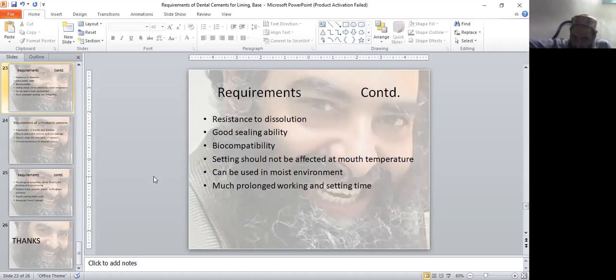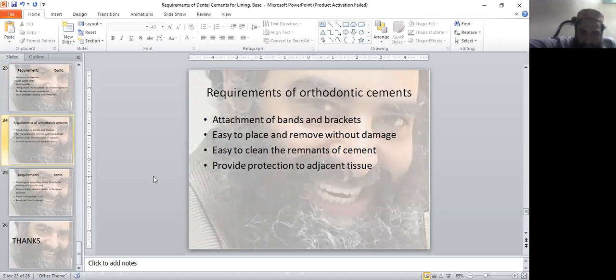Resistance to dissolution should be its property or requirement. Good sealing ability, biocompatibility, setting should not be affected at mouth temperature, can be used in a moist environment, and much more prolonged working and setting time than needed for other cements.